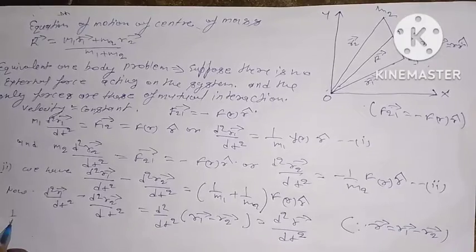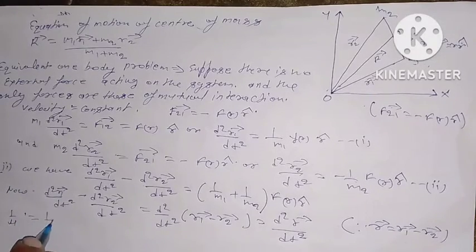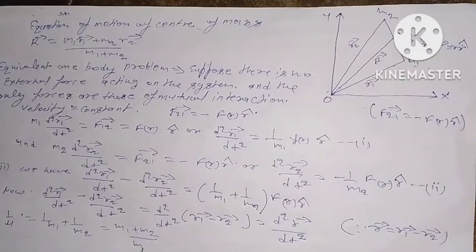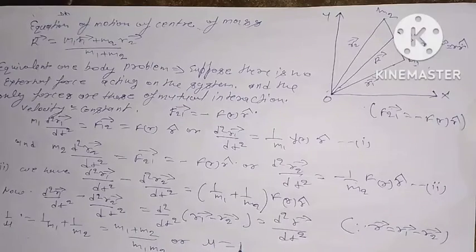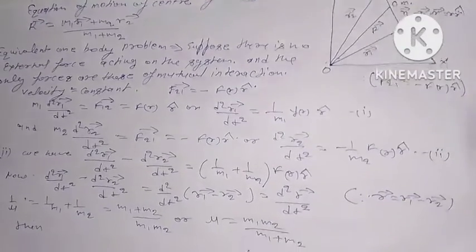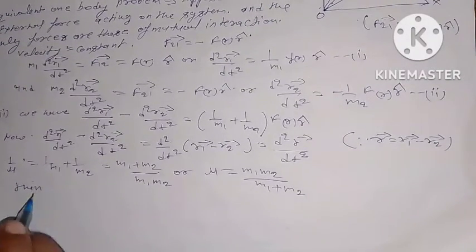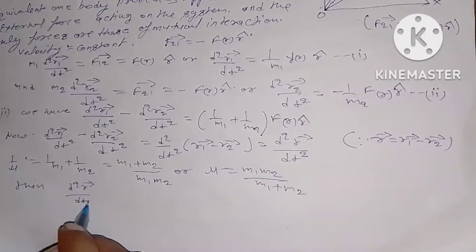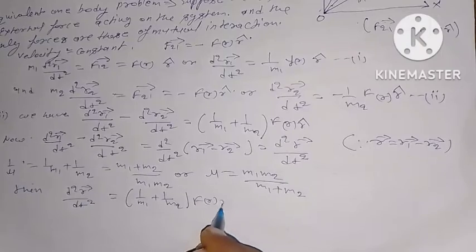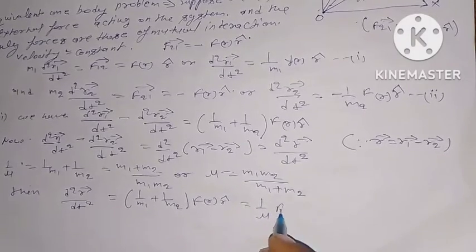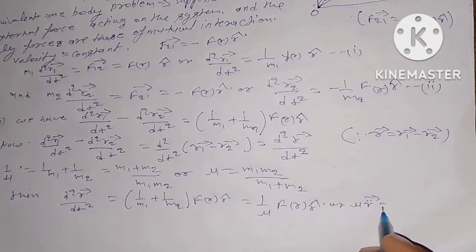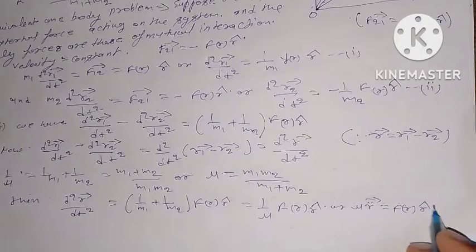If we put 1 upon mu equal to 1 upon M1 plus 1 upon M2, equal to (M1 plus M2) upon M1 M2, and mu equal to M1 M2 upon (M1 plus M2), then d square r vector upon dt square equal to (1 upon M1 plus 1 upon M2) f(r) unit vector r, equal to 1 upon mu f(r) unit vector r. So mu d square r vector upon dt square equal to f(r) unit vector r. This is equation number 3.